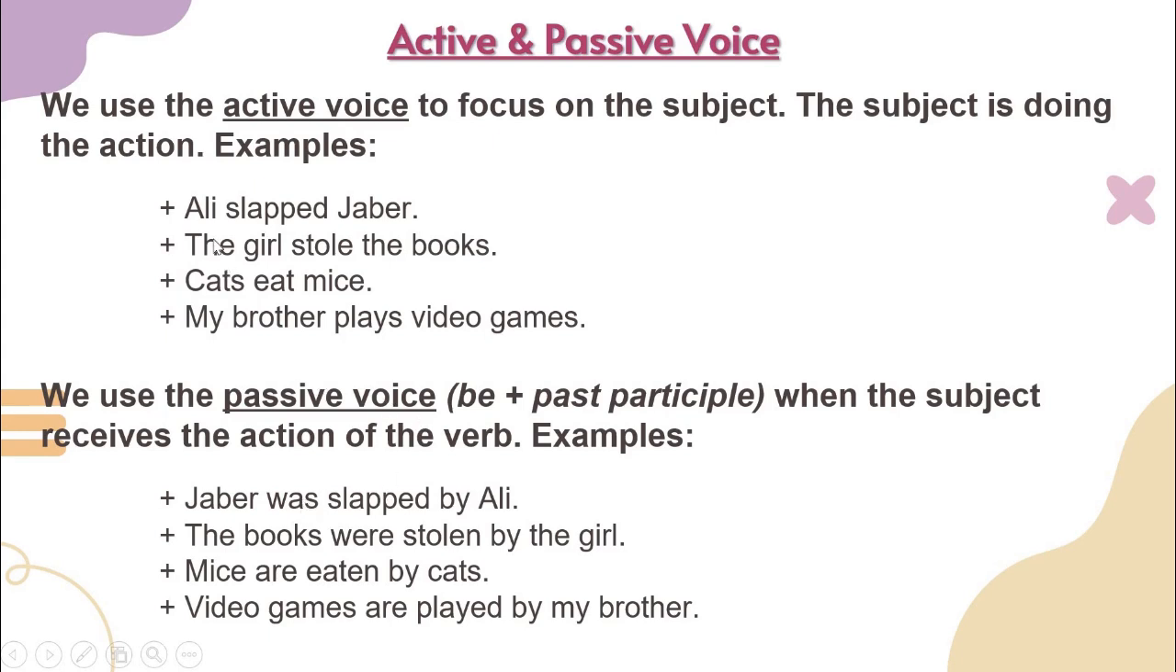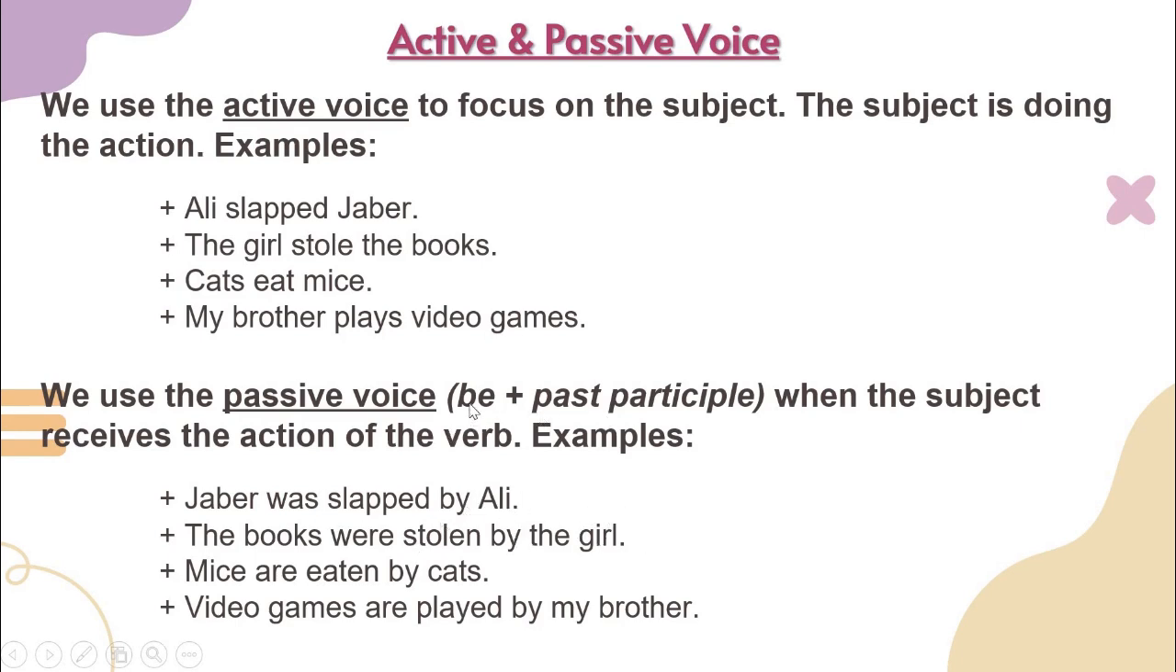Again, let's look at the second example. The girl stole the books. So now we want to switch this from active to passive. We will switch the girl and the books. So we will have the books come to the front. The books, remember, the girl stole the books. So here we have the books were stolen by the girl.